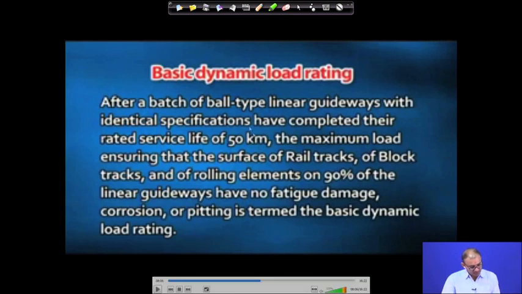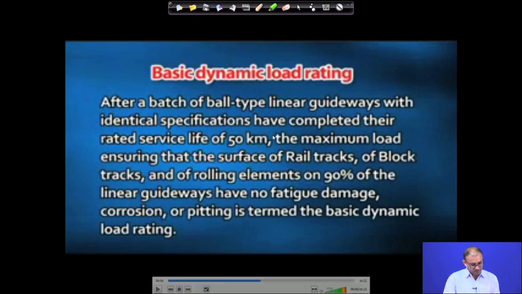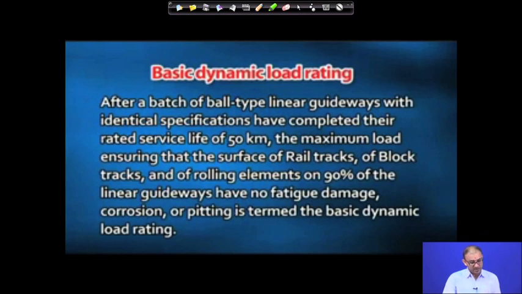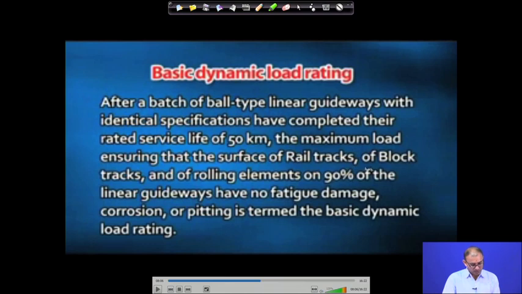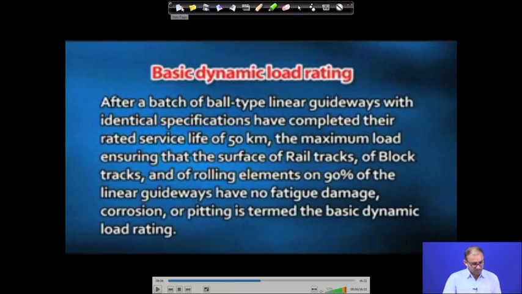So, if you consider that your whole system is running, that means all those guideways have completed 50 kilometers of run, that is the particular specification for this part only. And if you find that 90% of all the components do not have any type of these damages, then that is called the dynamic load carrying capacity. So, there should not be any problem in the 90%. If there is a 10% problem, that can be considered as this particular dynamic load carrying capacity.